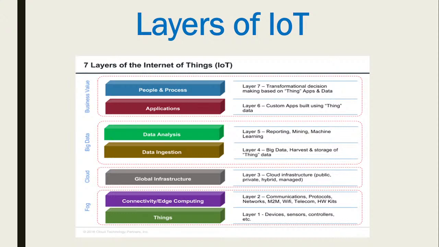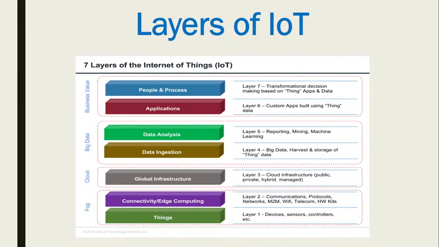Then data ingestion. Data ingestion means big data, harvest, storage of data. Personalized ads, all these come under this type of data ingestion. Global infrastructure, cloud infrastructure, private, hybrid, different types of cloud infrastructures like AWS, Google Cloud, MathWorks, Microsoft; different cloud services are already available. Then connectivity and edge computing. These already exist on the internet itself.